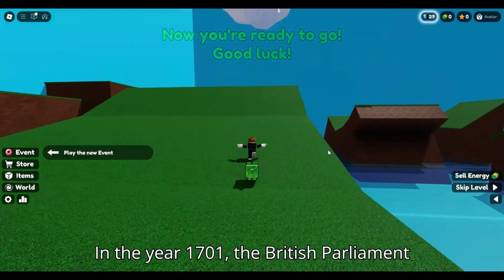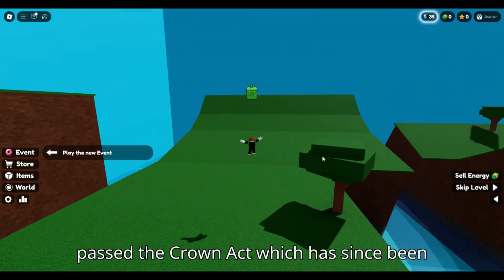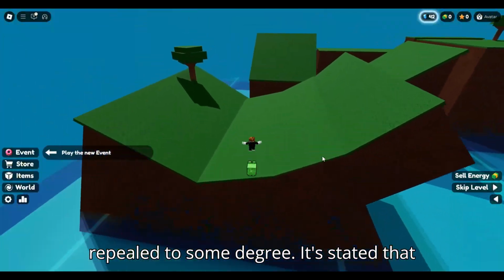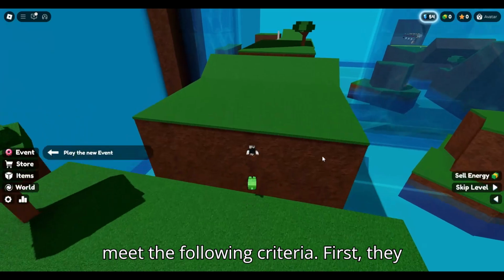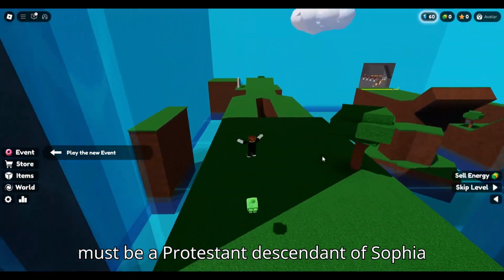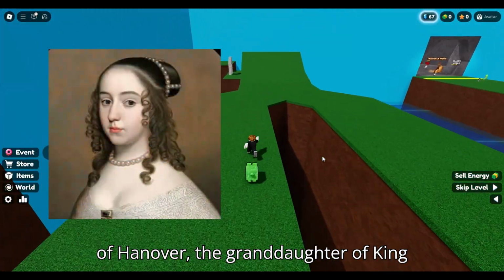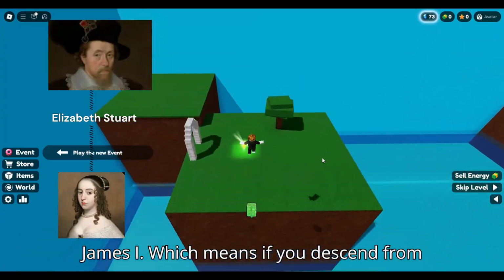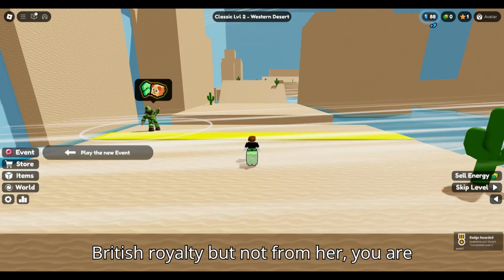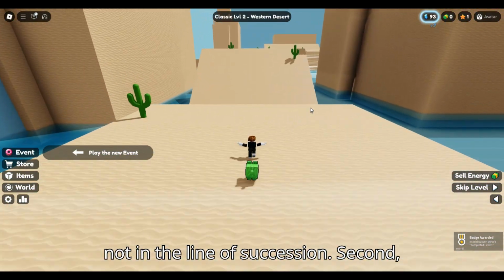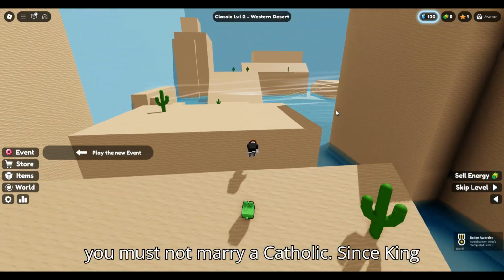In the year 1701, the British Parliament passed the Crown Act, which has since been repealed to some degree. It stated that the people in the line of succession must meet the following criteria. First, they must be a Protestant descendant of Sophia of Hanover, the granddaughter of King James I, which means if you descend from British royalty but not from her, you are not in the line of succession. Second, you must not marry a Catholic.